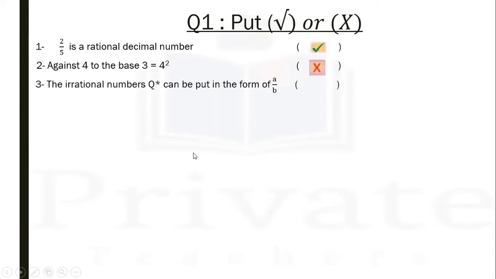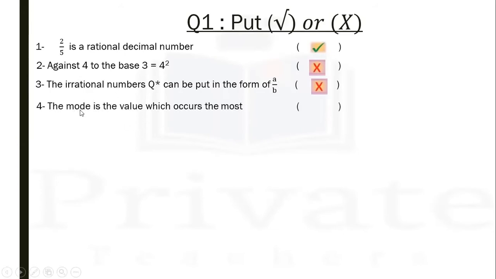The irrational number Q star. Here, this is another set of numbers. We have rational numbers and we have irrational numbers. So the irrational numbers Q star can be put in the form of a over b, and this is false, because the difference between the rational numbers and the irrational numbers is that the irrational numbers cannot be put as a over b.